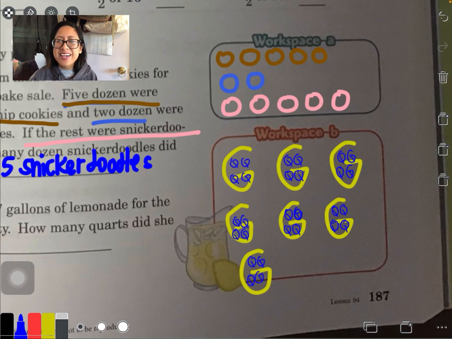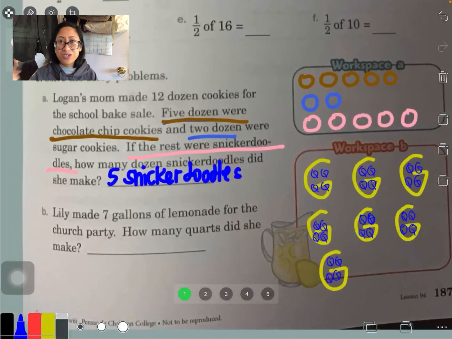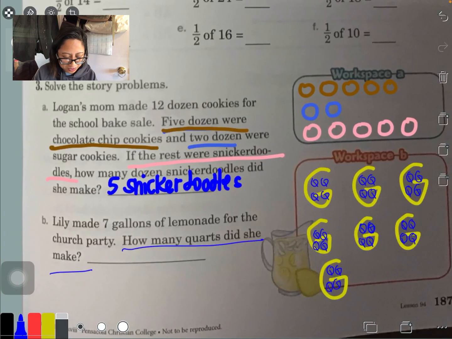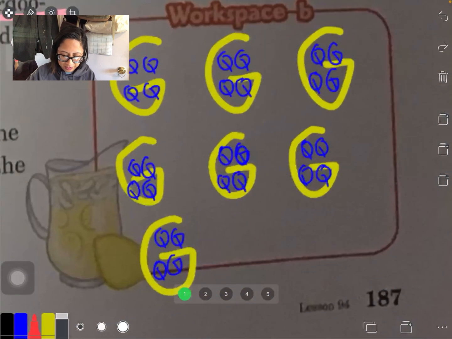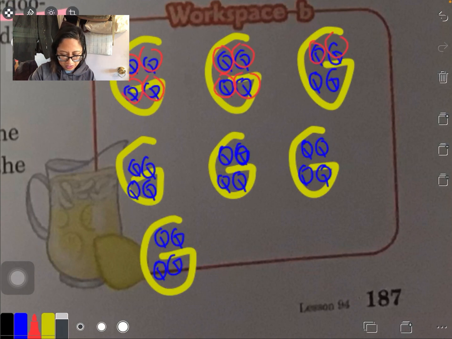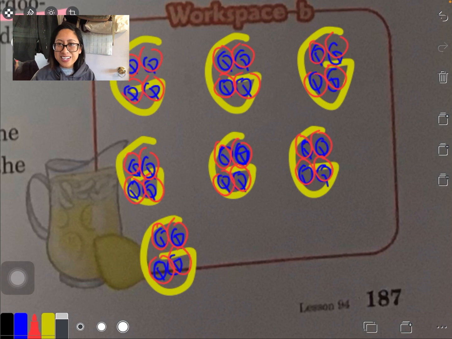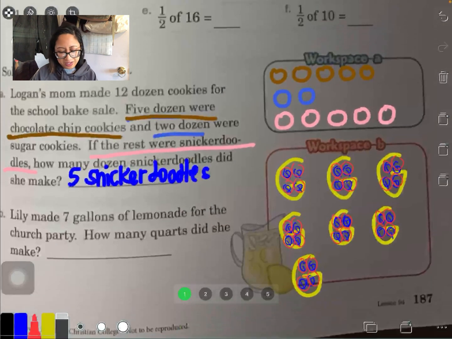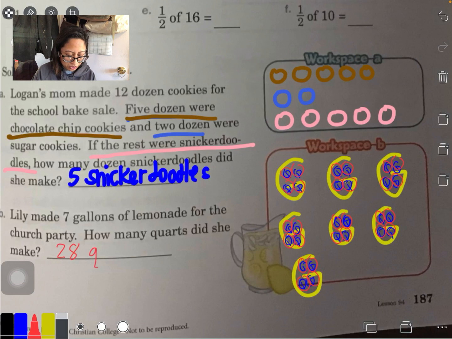Wow, okay, so many. Now, how many quarts are there? Because it says, how many quarts did she make? Now we have to go through another lengthy process of counting the quarts. Are you ready? I'm going to use red. Let's count these quarts. 1, 2, 3, 4, 5, 6, 7, 8, 9, 10, 11, 12, 13, 14, 15, 16, 17, 18, 19, 20, 21, 22, 23, 24, 25, 26, 27, 28. 28 quarts. Now I'm going to put 28 quarts in the answer sheet.